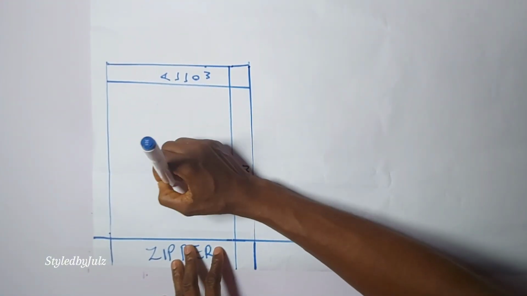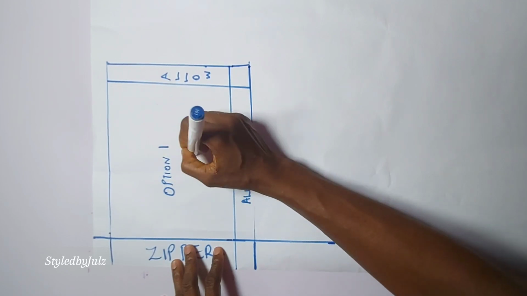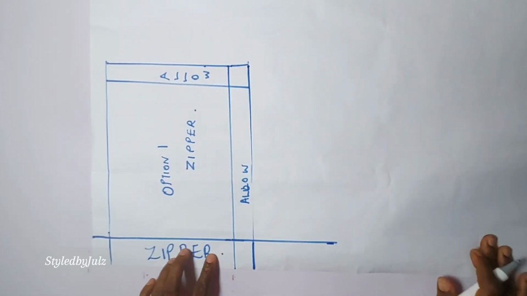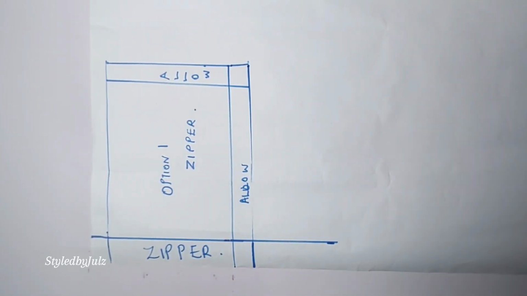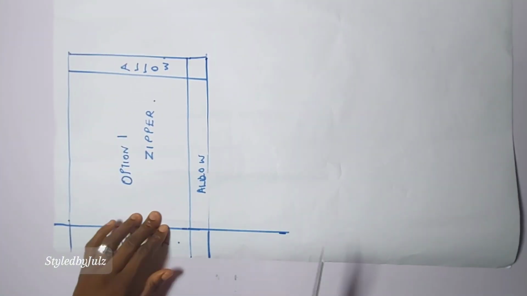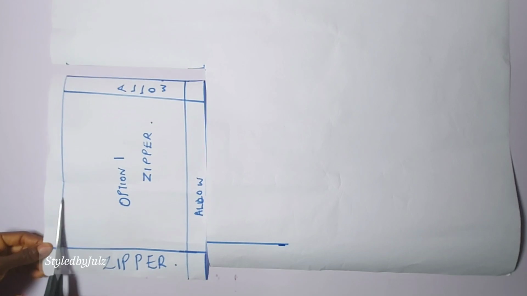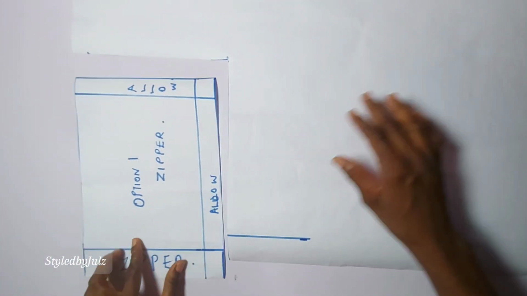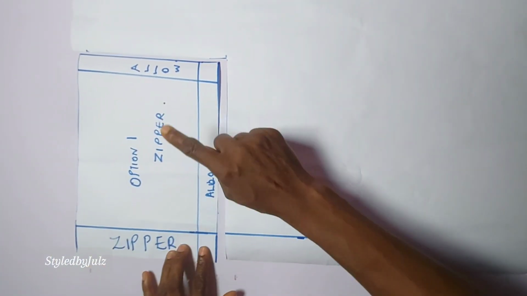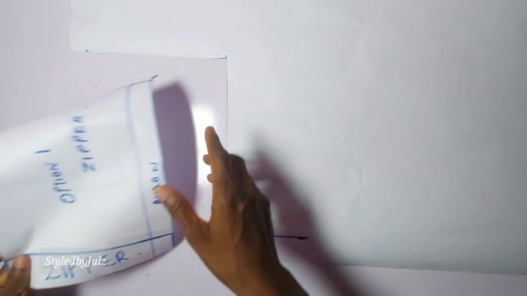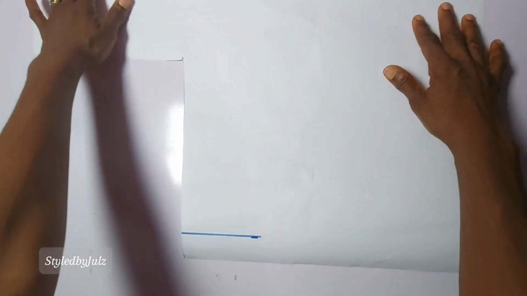So if you'll be making use of the zipper option, this is what you have. Okay, and then don't forget that this has the 1 inch dart which we got from our front pattern. So you have to take that into consideration. So this is option 1, zipper, and then we'll be moving over to option 2.